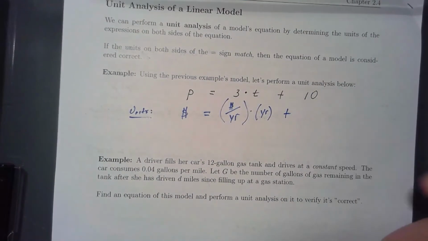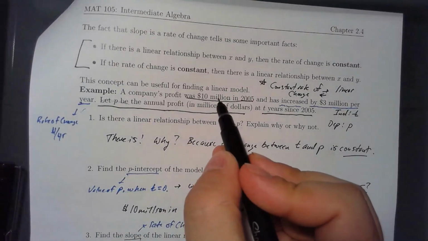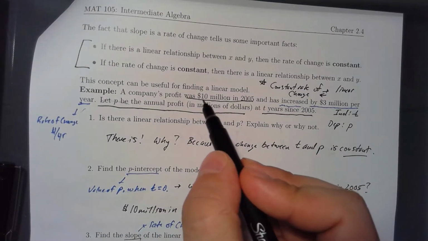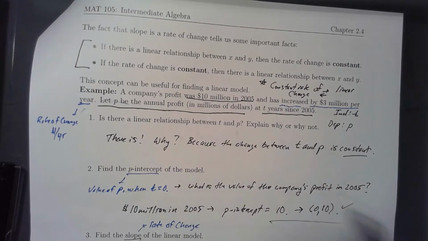Plus, what are the units of 10? What does 10 represent? 10 was a unit of money, right? It was the company's profit in 2005. So the units of 10 was in dollars.